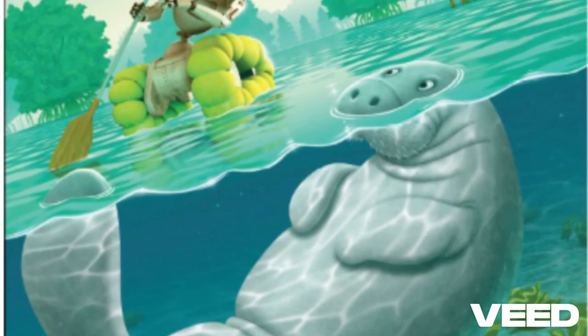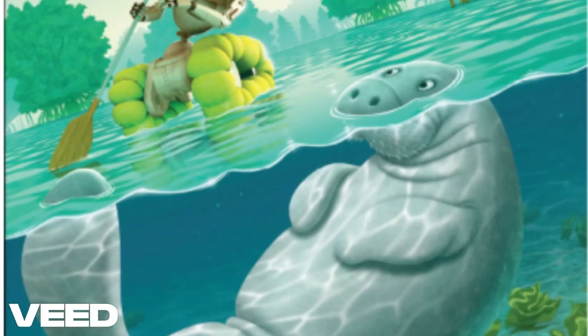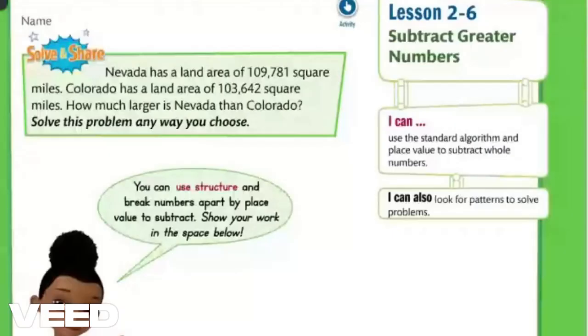Now, at the very top where it says solve and share, we see that Nevada has a land area of 109,781 square miles. Colorado has a land area of 103,642 square miles. The question is asking how much larger is Nevada than Colorado? It also says we can solve this problem any way we choose. That doesn't mean we can estimate just yet. It just means solve the subtraction problem in any way we'd like.